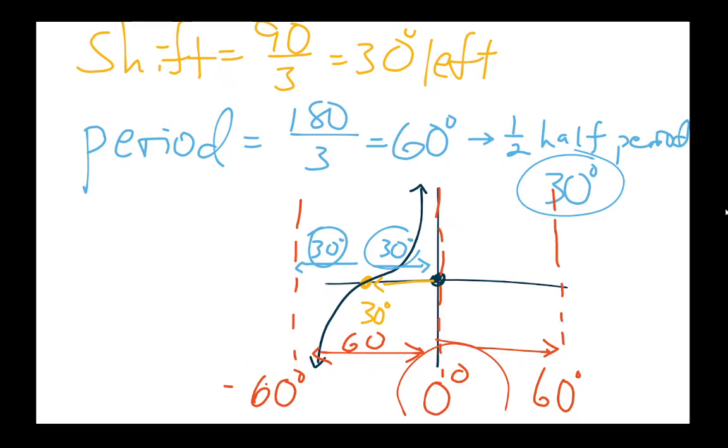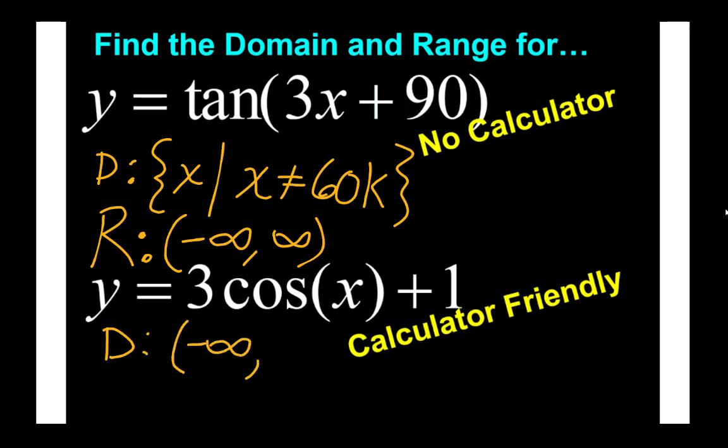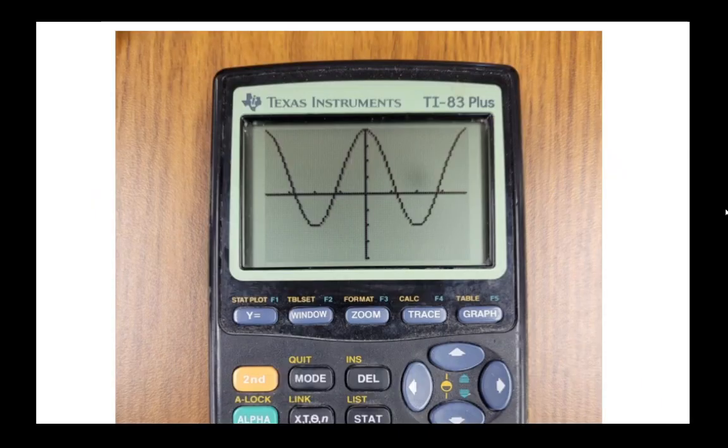The range is always negative infinity to positive infinity. That's kind of a freebie. And when it comes to a cosine equation, it's the same thing with the domain. It's a freebie. It's always negative to positive infinity because a cosine graph, of course, goes left and right forever.